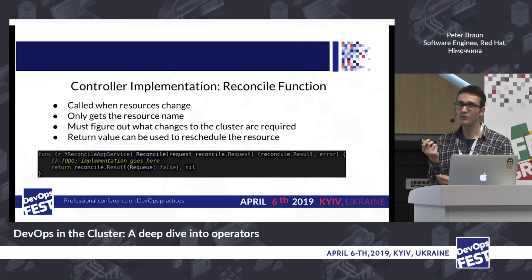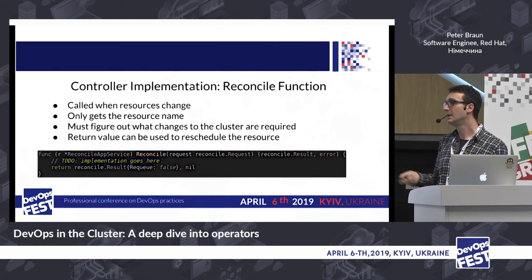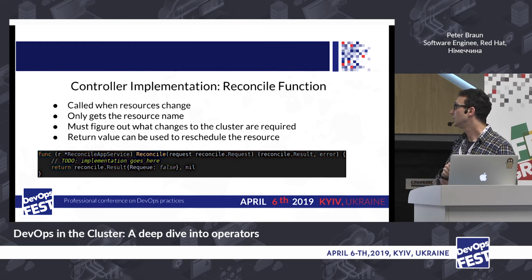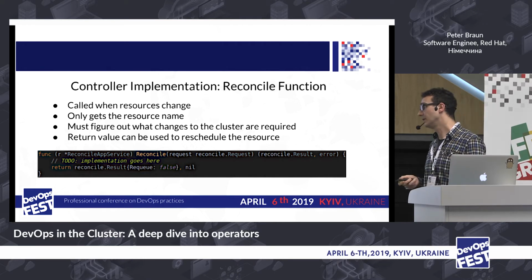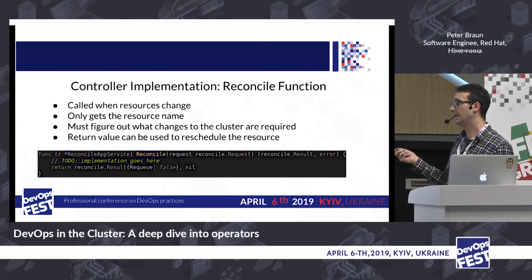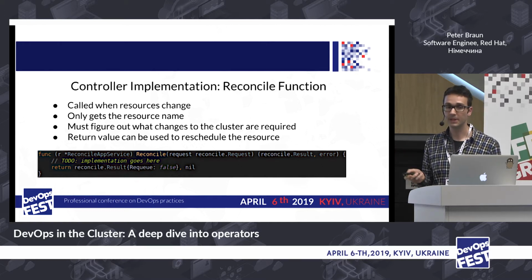So if you're done with processing, you would return a requeue false, and it won't be reconciled again. What you can do is you can requeue after, which lets you specify a time interval after that, it will be reconciled again. And one other thing is, if you return an error from this function, it will always be rescheduled.